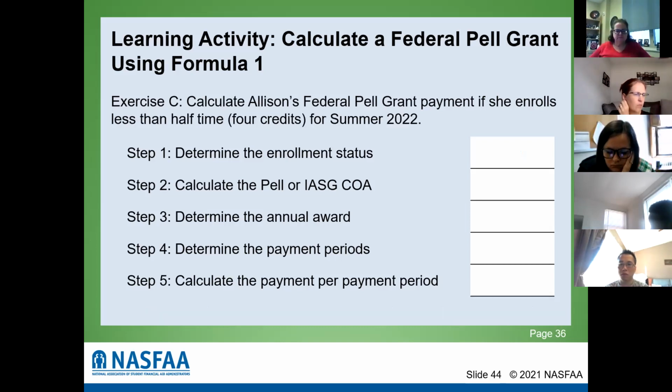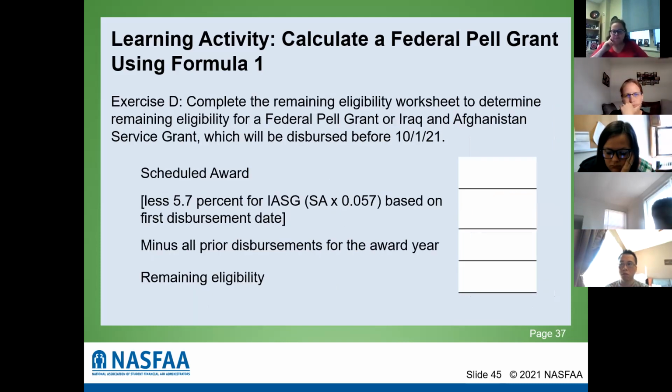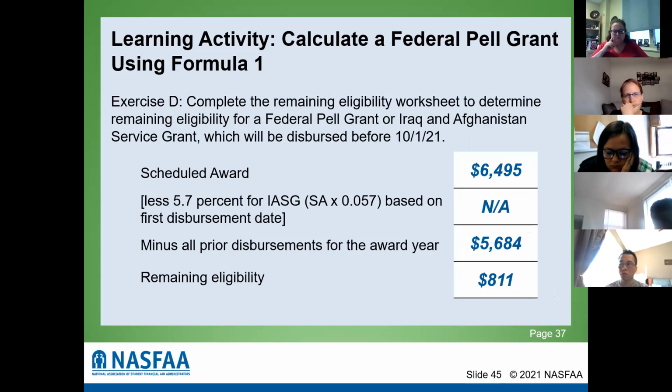All right, and then this is for the 4 credits for the summer of 2022. So less than half-time. So the less than half-time award, again, going off the same cost of attendance, determining that award amount, then dividing it by 2, gives you the 812 for the calculated payment for just that summer of 22 with the 4 credits. And then, like we talked about in exercise D, we're going to find out what that remaining eligibility is now for the IASG grant.